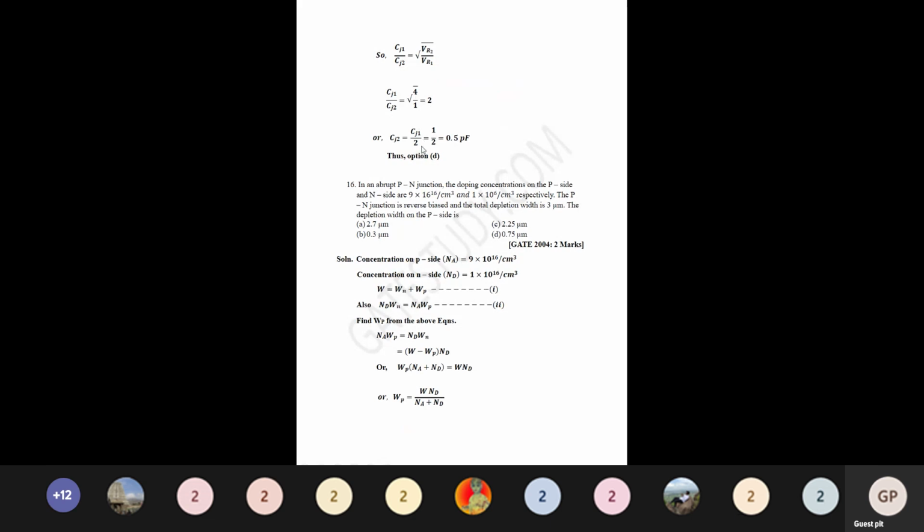So Cj2 is equal to Cj1 by 2, which is equal to 1 by 2. The correct answer is 0.5 picofarad.